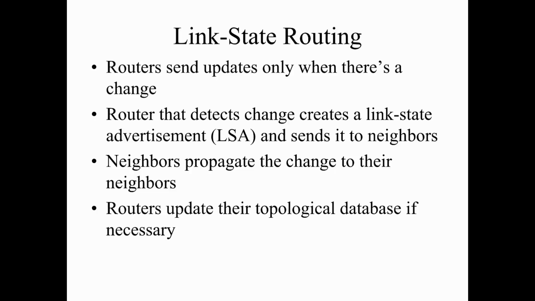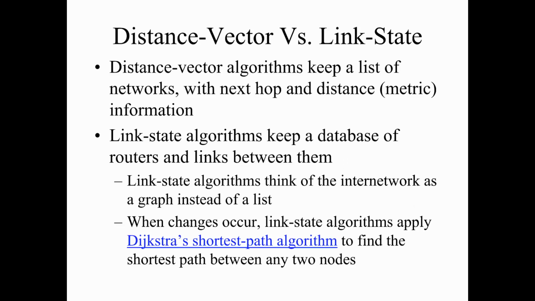The routers update their topological database if necessary. But again, this is when a change occurs, not every 30 seconds. So distance vector algorithms keep a list of networks with next hop and distance metric. Link state algorithms keep a database of routers and links between them. The link state algorithm thinks of the internetwork as a graph instead of a list.